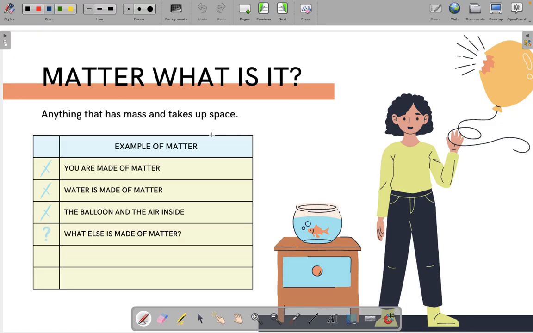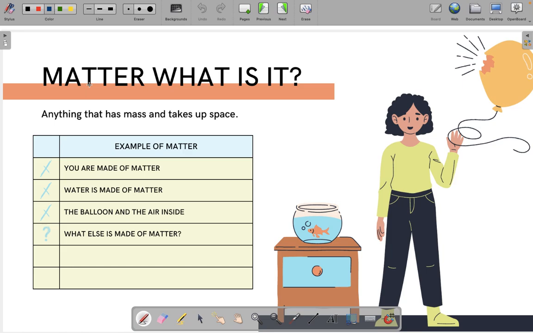Okay. So to begin with, what is matter? Can anyone tell me what matter is? Anyone? Which has mass and takes space.